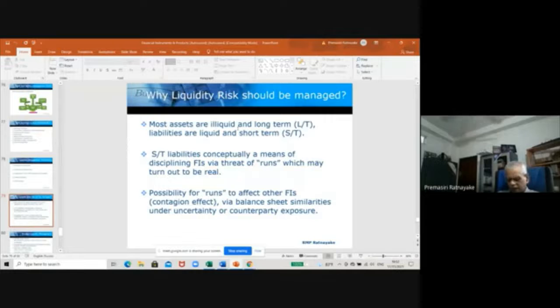The pricing strategies that remain when it is a premature withdrawal, that's a different question. But however, the short-term liabilities are liquid and the long-term assets are illiquid.